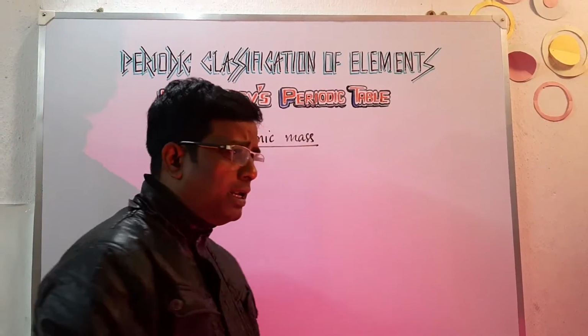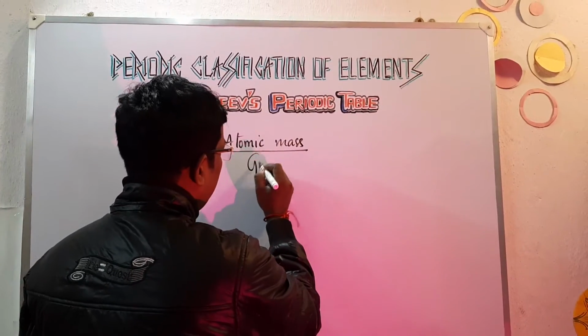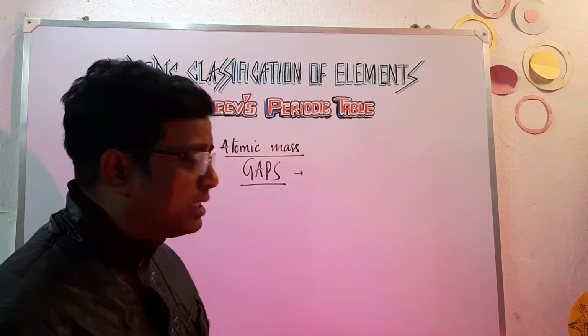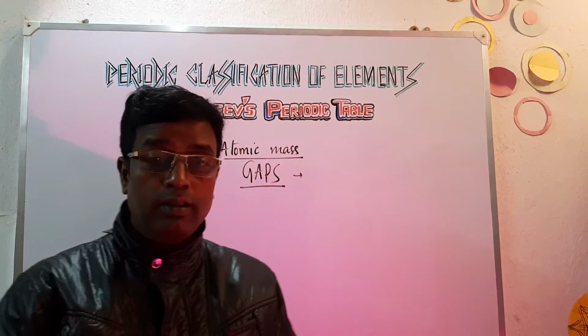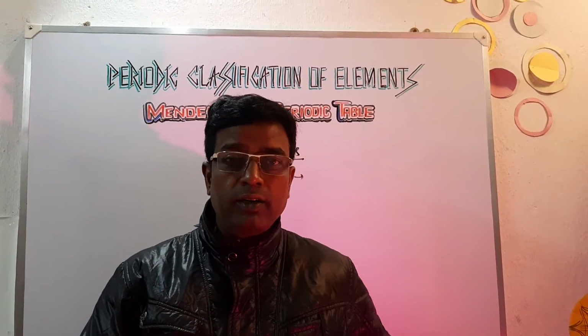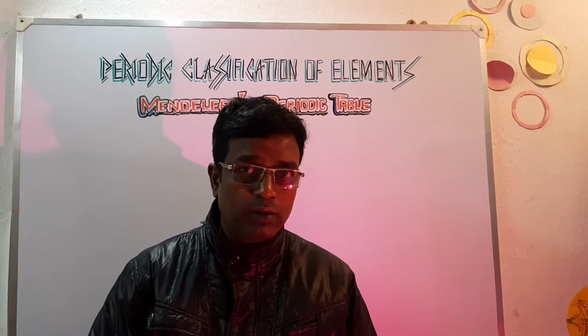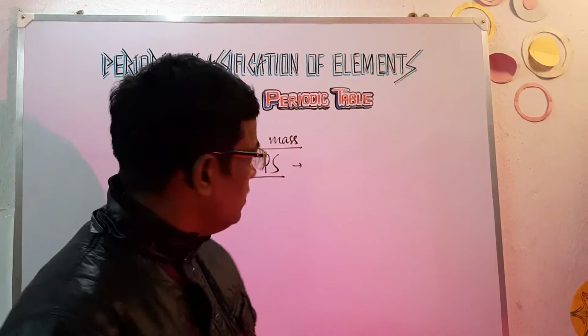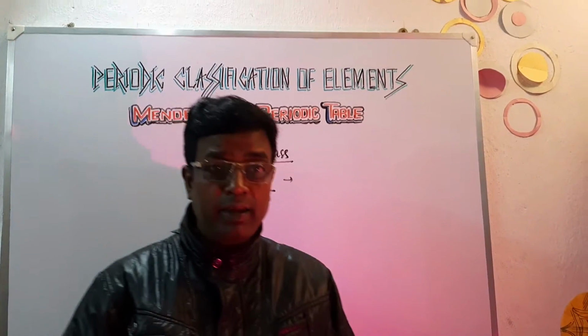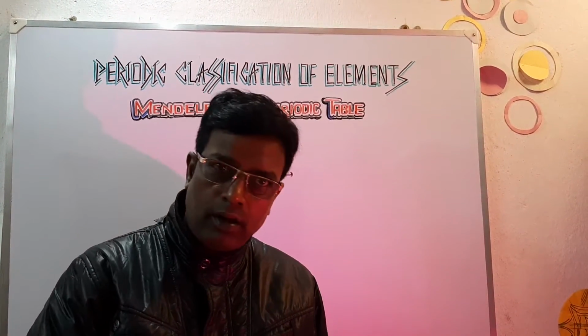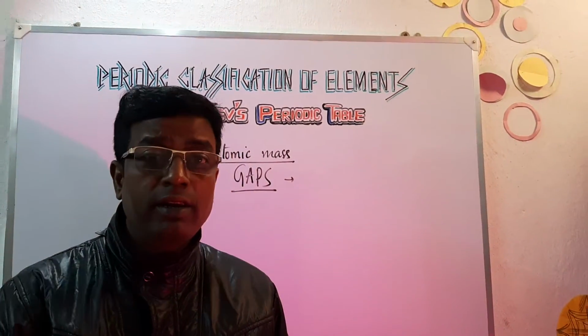Another important highlighted feature of his table was that he left gaps. He left gaps for yet to be discovered elements. Those elements which were not discovered even at his time, he had the idea that in the near future those elements are going to be discovered. He left proper gaps for them. He described their properties beforehand and he even named them.